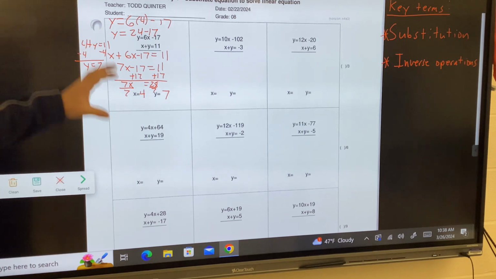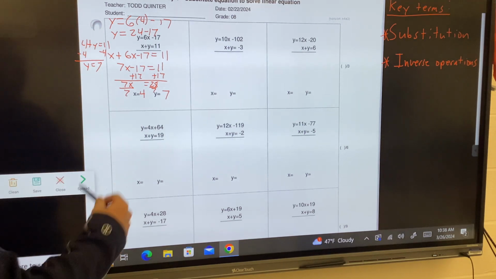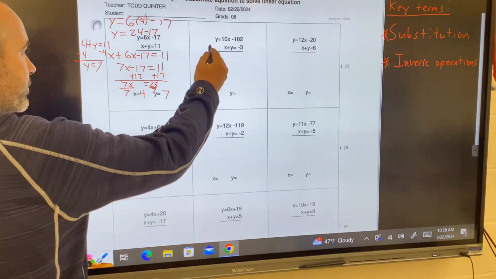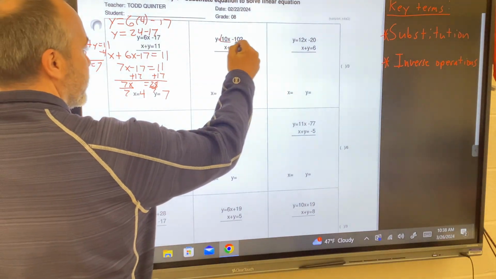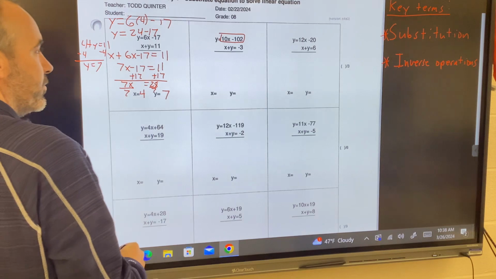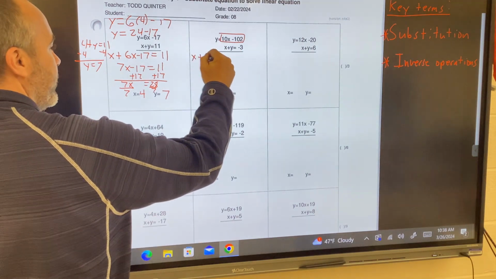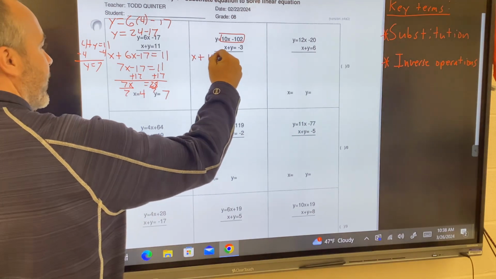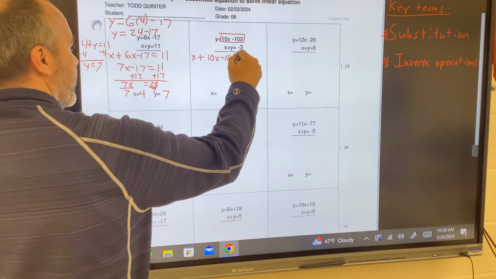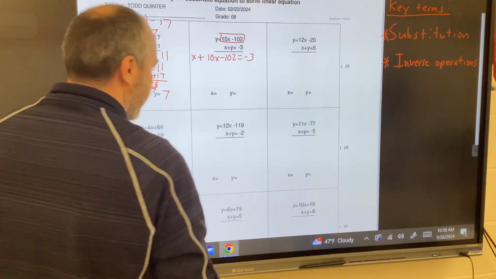It doesn't matter which equation you use, you're going to get the same answer. And you'll notice that all of these are set up the same way, so we'll do one more example. Because y equals 10x minus 102, we'll substitute that into the other equation for y. So instead of y, we'll have x plus 10x minus 102 equals negative 3.